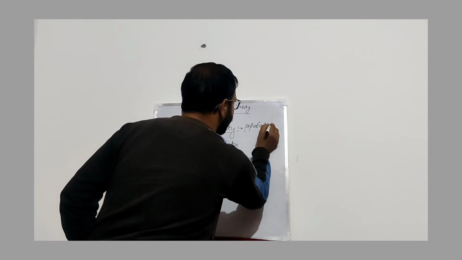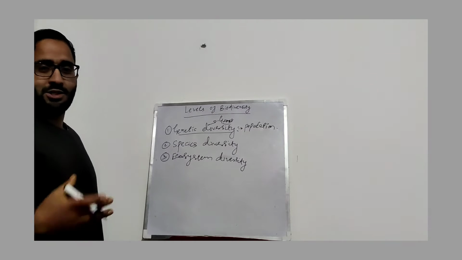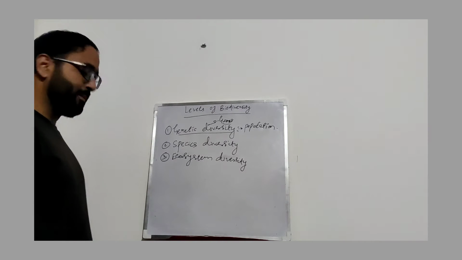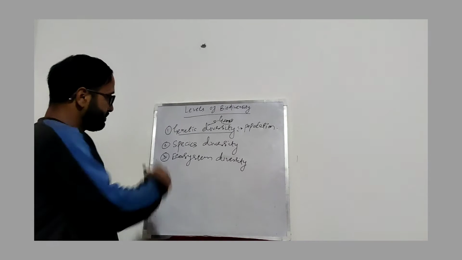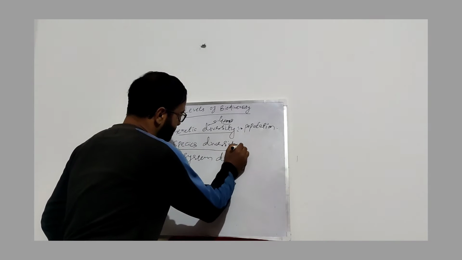And what is genetic diversity? It is variation or differences which are present in individuals of the same species. For example, we all human beings look different. That is genetic diversity. Second is species diversity.